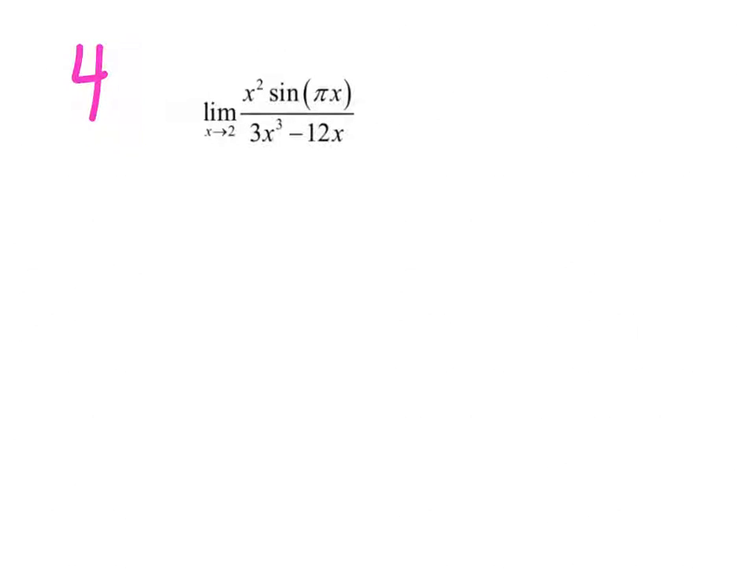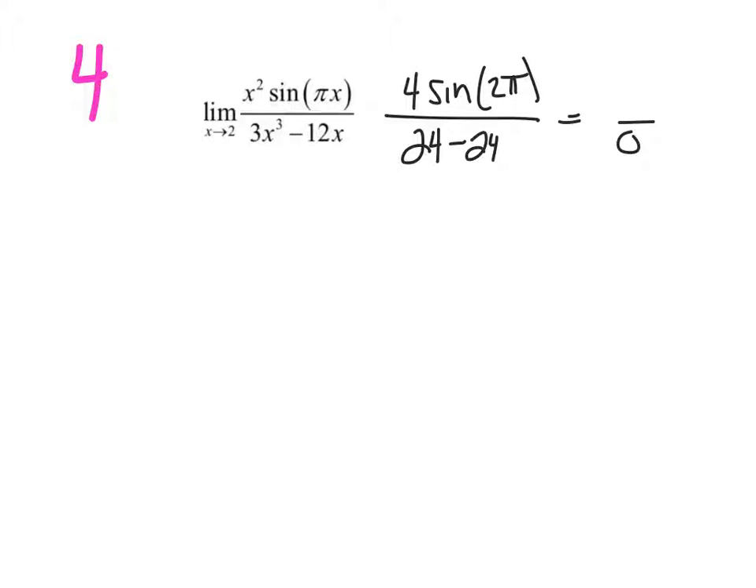The limit as x approaches 2, so I'm going to substitute in my 2, so I'm going to get 4 times the sine of 2 pi, all over 2 cubed is 8 times 3 is 24, minus 2 times 12 is 24. So definitely have 0 in the denominator. Sine of 2 pi, I'm just picturing the sine curve, and at 2 pi it's 0, and 0 times 4, of course, is 0. So again, indeterminate. So for those of you that keep asking, do we have to show indeterminate? Yes, it's imperative that that is on your paper first.